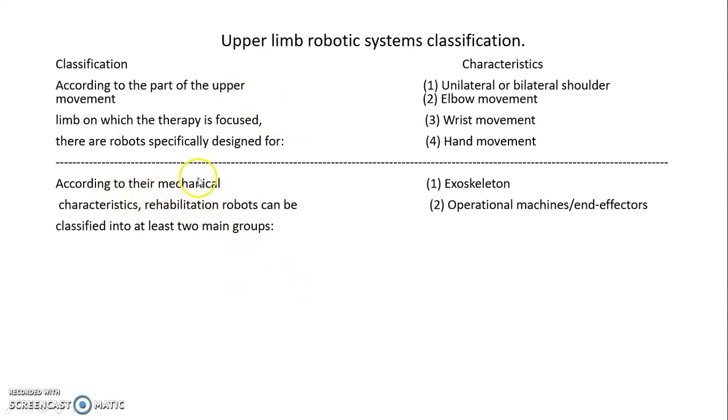We can classify them according to their mechanical characteristics into exoskeletal, that is outside the body, and operational machines, or end effector. Operational machines are machines which can be operated by the patient to operate something else, or sometimes the machine acts like a body suit, like an exoskeletal system.